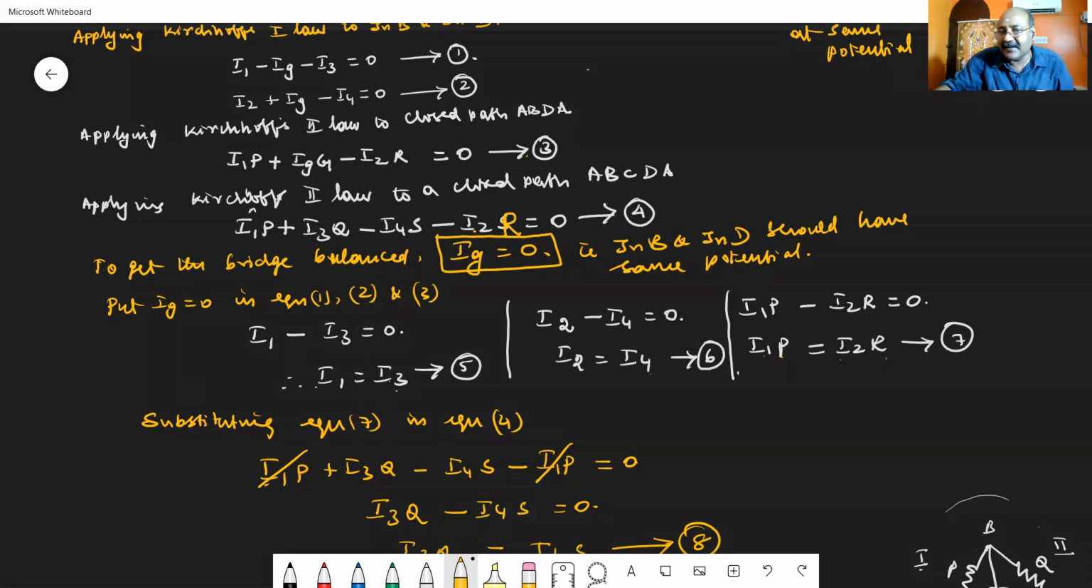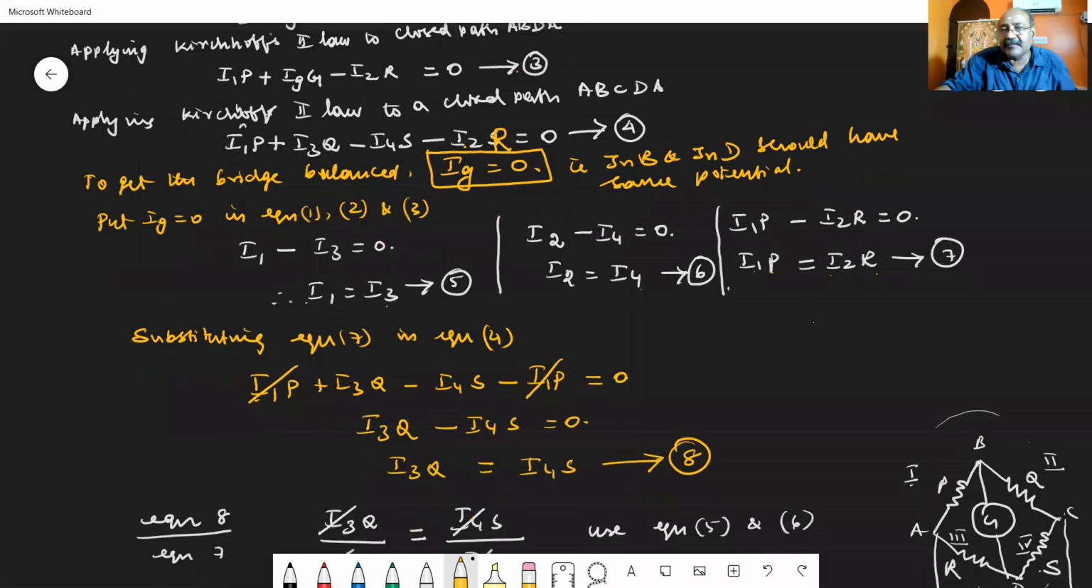So I1 is equal to I3. Similarly, in the second equation, Ig becomes 0. So I2 minus I4 equal to 0, or I can write I2 equal to I4. Apply it in equation 3: I1P plus 0 minus I2R equal to 0, or I1P minus I2R equal to 0, or I1P equal to I2R.